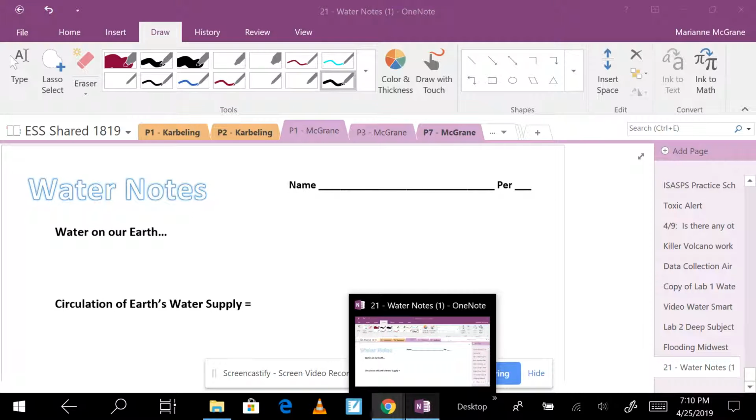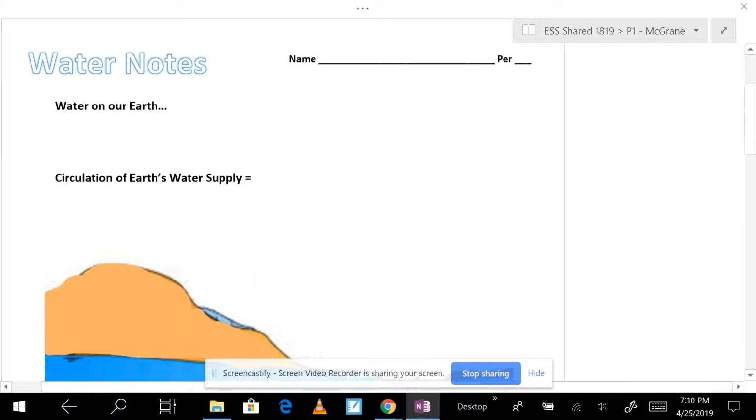Okay, let's go ahead and do some notes on water. So let's go ahead and start at the top with water on our Earth. If we look at all the water on our Earth, it is divided into three different parts. First, we've got our salt water.